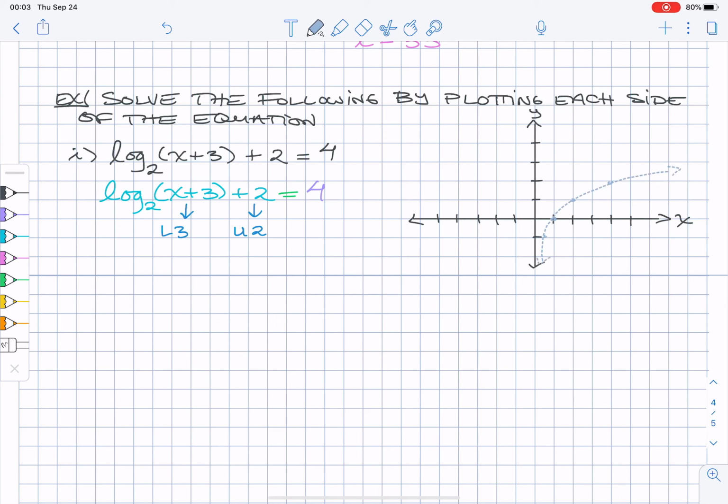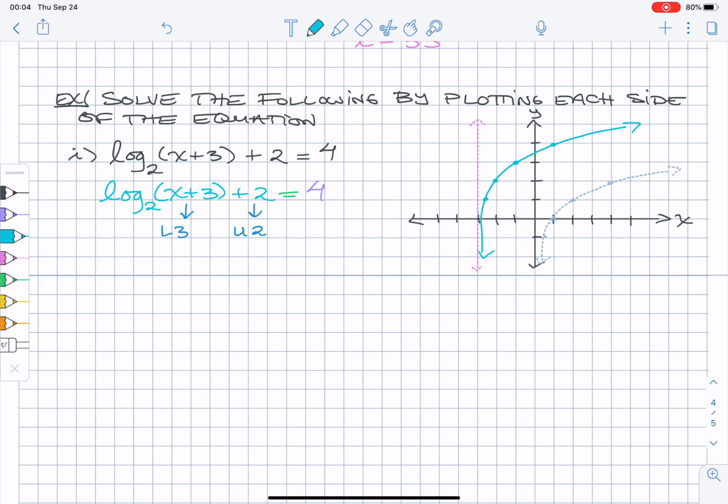But I'm going to shift that logarithmic equation left 3, 1, 2, 3, and up 2. So each point that I plotted will be left 3 and up 2. As will the vertical asymptote be moved left 3. So the vertical asymptote is now here. And my logarithmic equation looks something like so. Note not drawn very well.